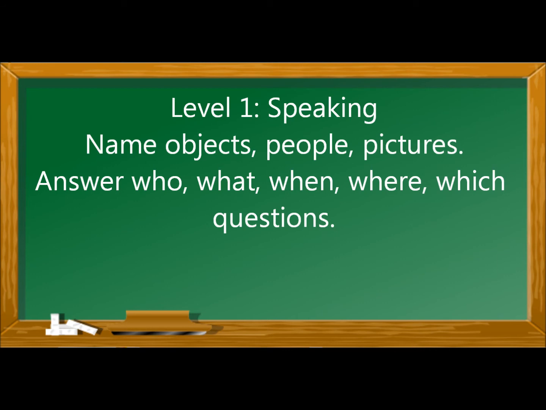So if you want to know what a level 1 student should be able to do as far as speaking, you just look in the level 1 column, in the speaking row, and you read what's there. They should be able to name objects, people, and pictures. They should also be able to answer who, what, when, where, and which questions. It's easy.